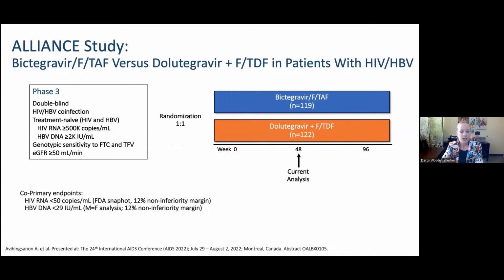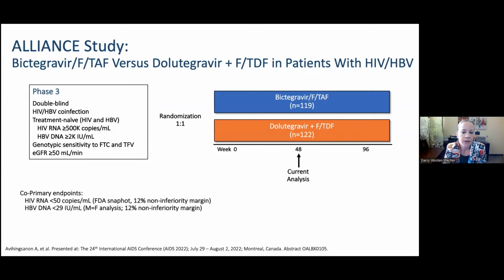The first abstract that I wanted to present was the ALLIANCE study, which was presented at the IAS meeting this summer. I think we probably talked about it a little bit, but it just didn't make as much of a splash as I think it deserves. So I just wanted to reframe, refocus, and bring it back to our attention.